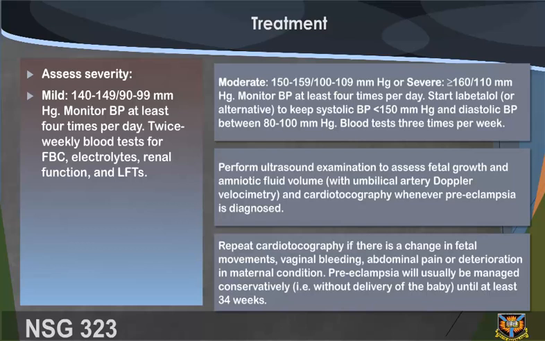Blood test 3 times per week. Perform ultrasound examination to assess fetal growth and amniotic fluid volume with umbilical artery Doppler velocimetry and cardiotocography whenever preeclampsia is diagnosed. Repeat cardiotocography if there is a change in fetal movement, vaginal bleeding, abdominal pain, or deterioration in maternal condition. Preeclampsia will usually be managed conservatively, that is, without delivery of the baby, until at least 34 weeks.